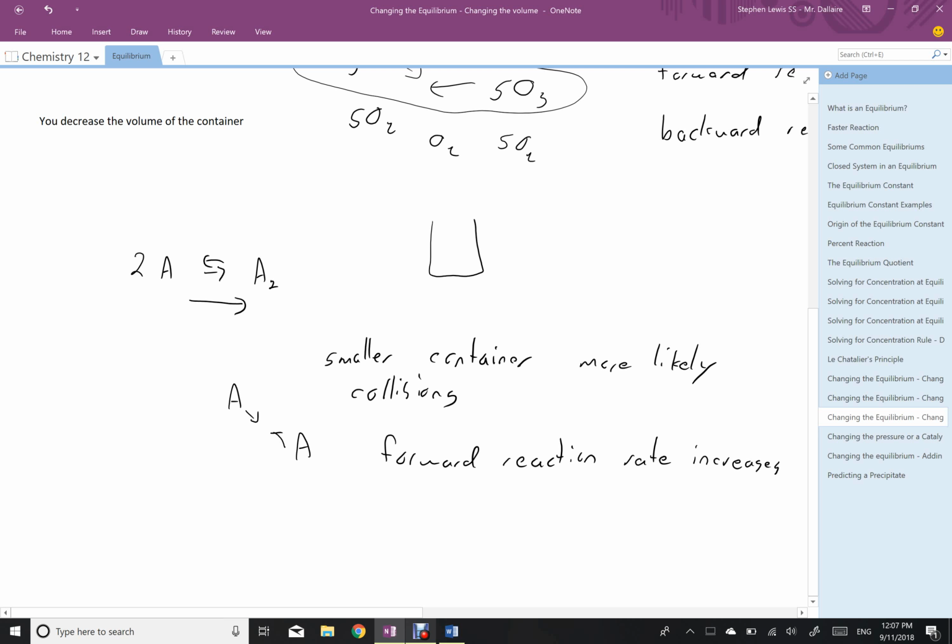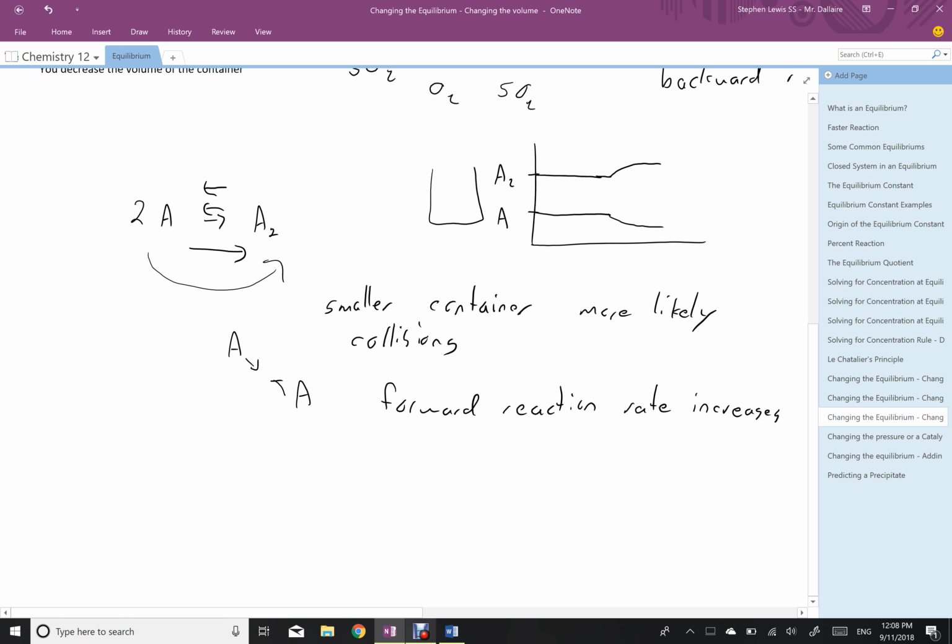Since A2 doesn't have to run into anybody else to decompose into two A's, the backwards reaction rate won't actually be changed by the decrease in volume. So, since these guys are colliding more and these guys don't need to collide, the smaller container makes this reaction rate go faster, and as a result, more A2 will be produced. Again, if I imagine my two populations, I have A and my A2s, and they're at some sort of equilibrium value, and then I decrease the size of the container, more collisions of A will cause it to be used up, and that population will decrease, and more collisions of A2 will happen, causing that population to increase.